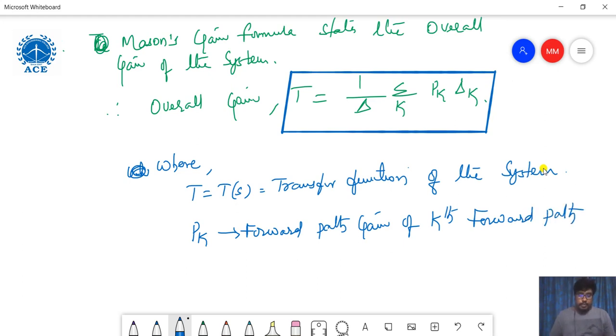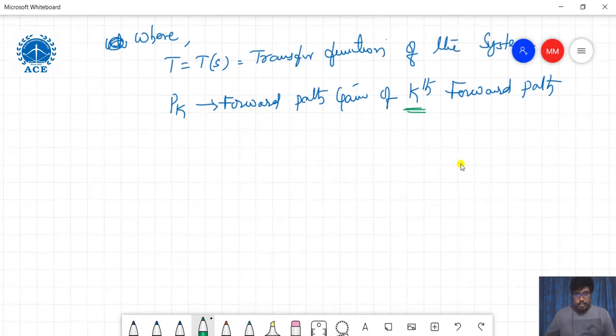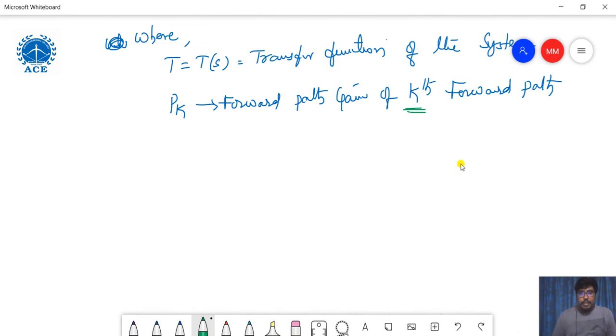Next is delta. Pk is nothing but the forward path gain of the kth forward path. Kth means, suppose in our signal flow graph I have 3 forward paths, then the k value is 3. So we need to calculate the number of forward paths which exist in the signal flow graph. Any number, say 5, 6, 10, depending on the design of the signal flow graph.